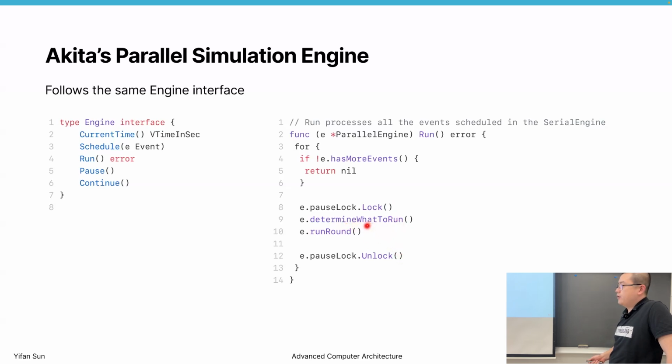Here we have two functions. One is determine what to run. One is run round. So what is a round? A round is basically the events that are scheduled at the same time. Run round means we handle all these events scheduled at the same time in one cycle. Here we run multiple rounds.